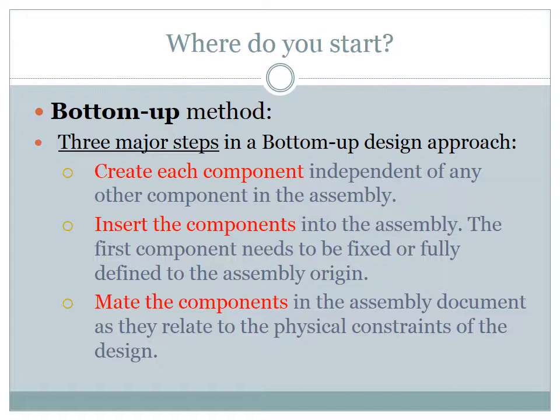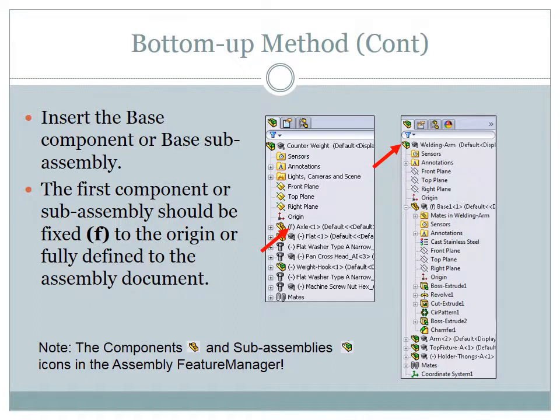With the bottom-up method, you begin by creating each component independent of any other component in the assembly. Then you insert the components into the assembly. The first component needs to be fixed or fully defined to the assembly origin. Then you mate the components in the assembly document as they relate to the physical constraints of the design. Remember that the first component or subassembly should be fixed to the origin or fully defined in the assembly document. You should see a little F next to the part.